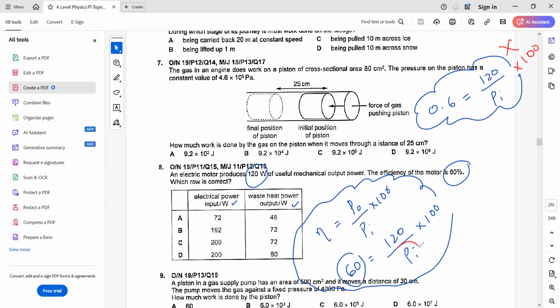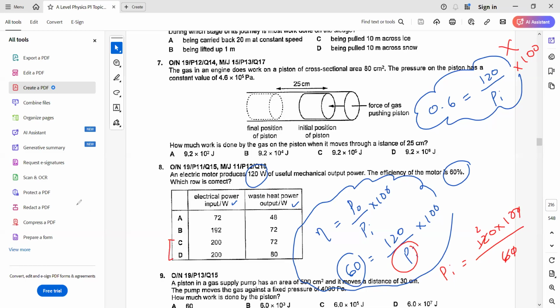So let's find this out, PI. So power input is going to be 120 times 100 divided by 60. So what's that? So that's 200. So that's somewhere between C and D now.